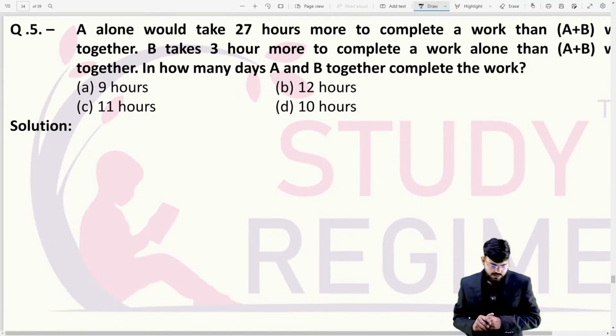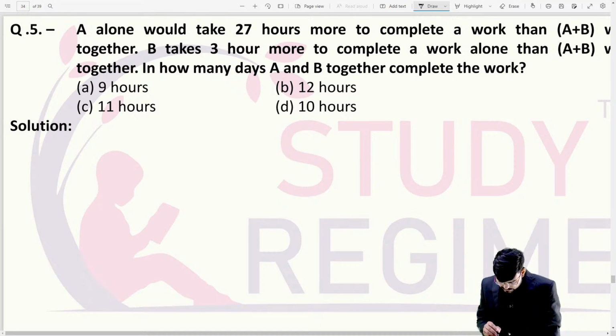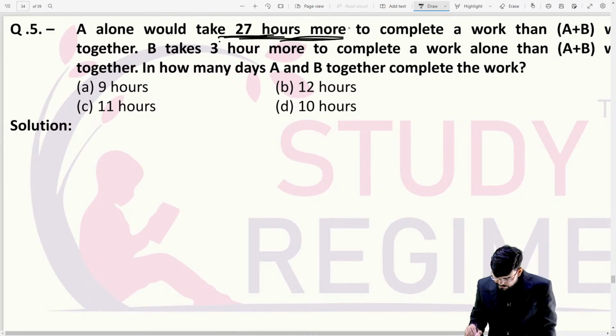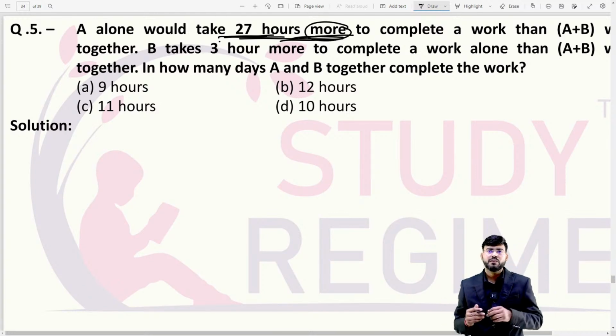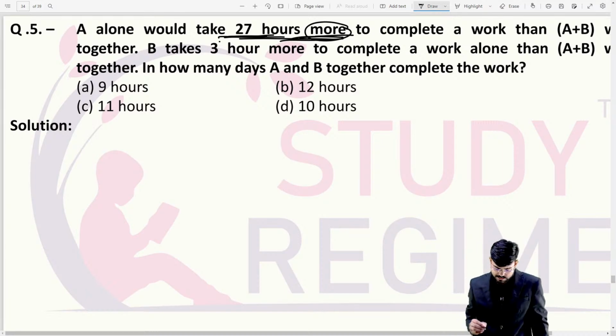Okay, this is a very different type of question and there are many ways to solve it. But I will give you a very small trick that you can use in this type of question. Here it is given that A alone would take 27 hours more. Underline this word "more". If you forget it or don't read it, your answer will be wrong.